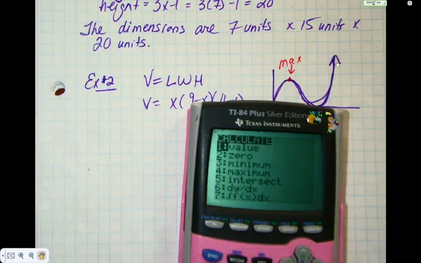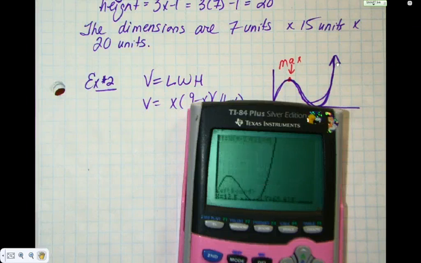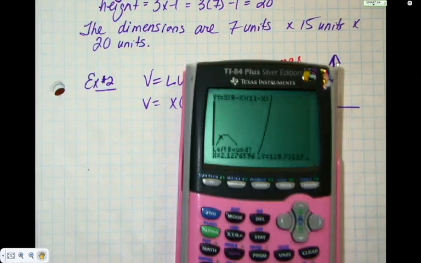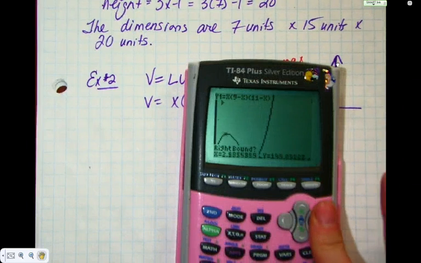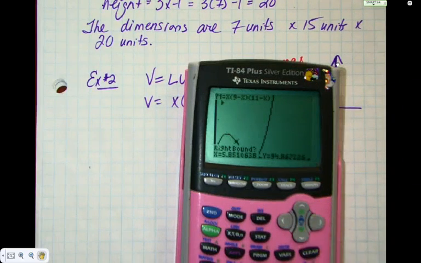Second calc. Yeah, it's right on the list there. So maximum is number 4. And this is a left-right bound one, so we have to go to the left of the max. Anywhere on the left of it. Hit enter, then it wants a point on the right. Hit enter, it's got the little arrow showing, is this what you want me to find? And we get this answer.